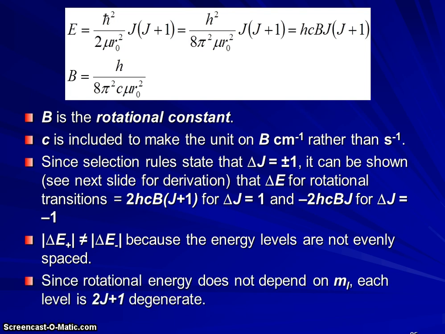Since rotational energy does not depend on m sub L, each level is going to be 2J plus 1 degenerate. That means there's going to be 2J plus 1, where each energy level is denoted with a J, equal energy on each level.